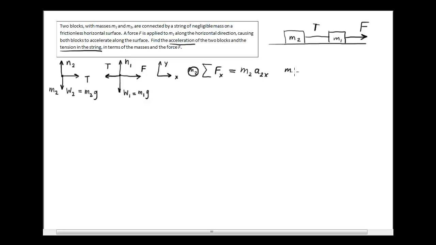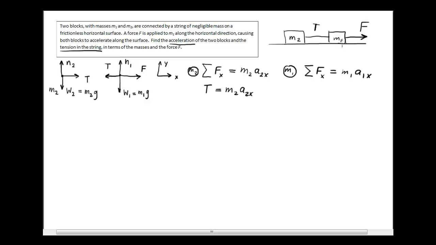Then for M1, we'll do the same thing. We will add up all the forces along the x direction for it and set that equal to M1 A1x. And there is a relationship between these two accelerations. We'll get there in just a minute. First of all, for M2, along the x direction, we look at the free body diagram. There's only one force, T, and it's in the positive direction. So we have T equals M2 A2x. Now, I can't stop here because we're trying to solve for both the acceleration and the tension. So this is one equation with two unknowns in it. So I'm not ready to solve for either one of those yet.